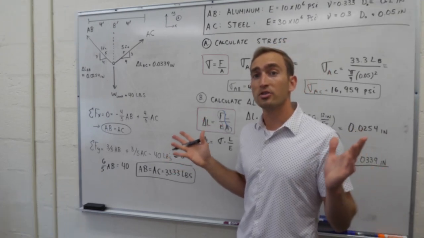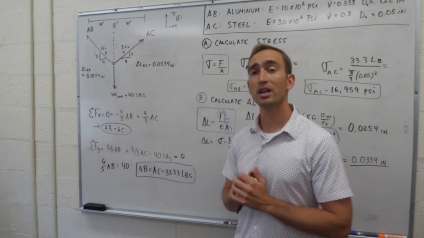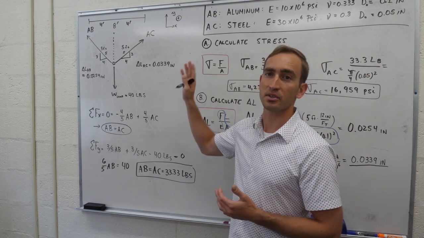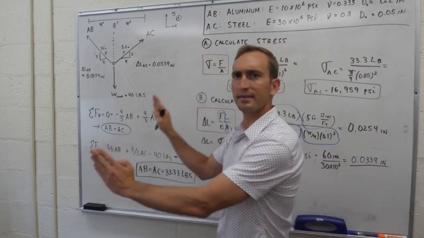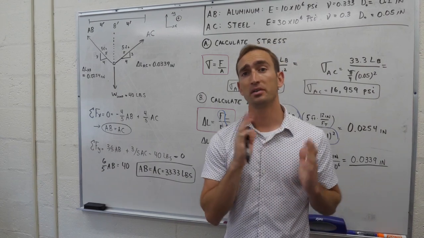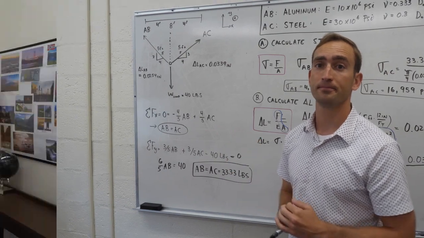So when we compare the two changes in length, the change in length of AC versus the change in length of AB, we see that the change in length of AC is greater than that of AB. What that'll mean in the physical system is that the system will move down and to the left. So that's the answer to part B: we know the deformation in both cables and we know that the system will move down and to the left.